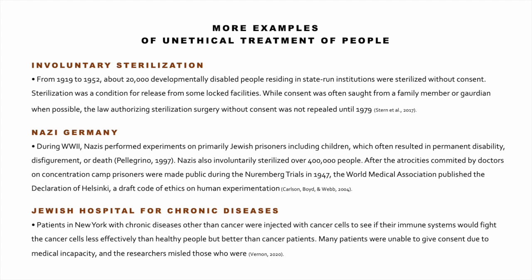Years later, in 1963, patients in New York at the Jewish Hospital for Chronic Diseases were injected with cancer cells to see if their immune systems would fight the cancer cells less effectively than healthy people, but better than cancer patients. Many of the patients used in this study were unable to give consent due to medical incapacity, and the researchers misled the patients who would have been able to provide consent.